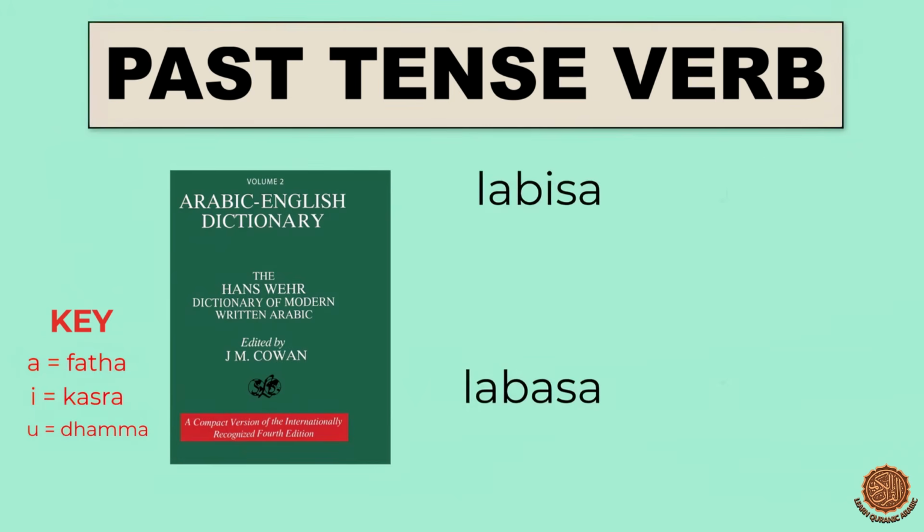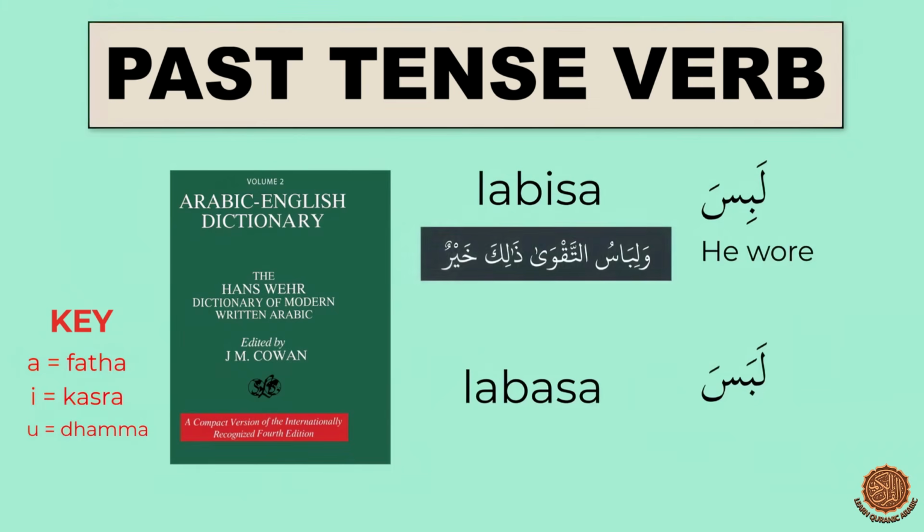As an example, we have these two verbs, lebise and labeta. They both have related meanings. One of them means he wore, and that's transitive. So what did he wear? He wore clothes, for example. And it could also be used metaphorically, to wear something, like when Allah subhanahu wa ta'ala talks about libasu taqwa, the covering of taqwa, of God consciousness.